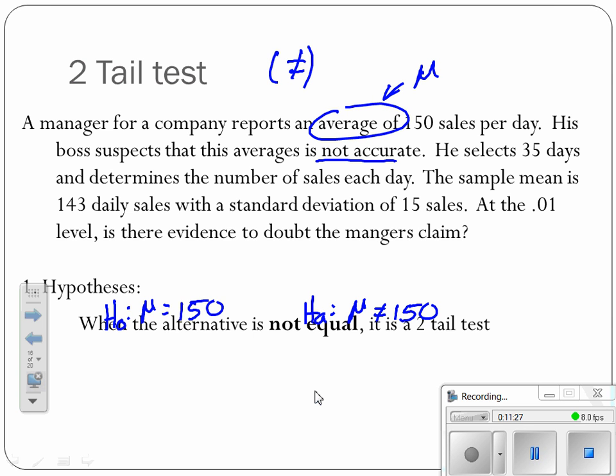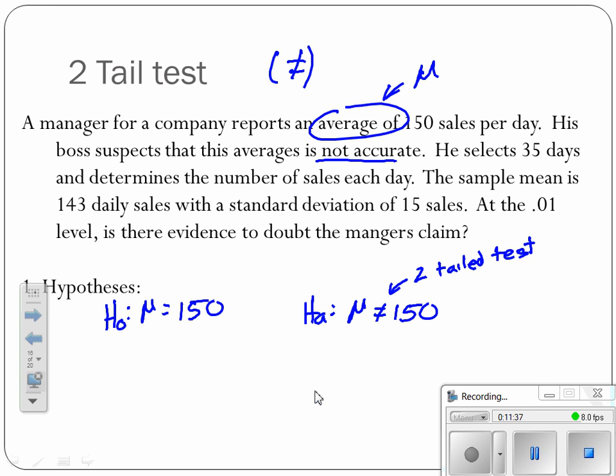So when we see that it is not accurate or not equal, this is what's going to end up being a two-tailed test. We're going to have to consider, well, maybe they're making more than 150 sales a day. Maybe they're making less. We're not sure. We just know the boss thinks that the 150 is not right. The boss isn't giving us an indication of more or less. The boss just says, hey, it's not right.